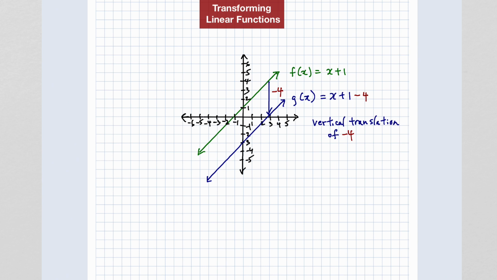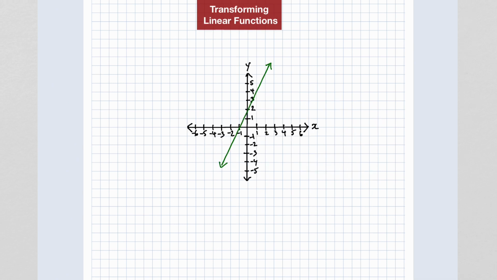Now, before we move on to the other translation, let me go ahead and give you the formula for a vertical translation. That is, f of x is equal to mx plus b plus, I'm going to call this k for the translation. Okay? And there we have it, vertical translation formula.